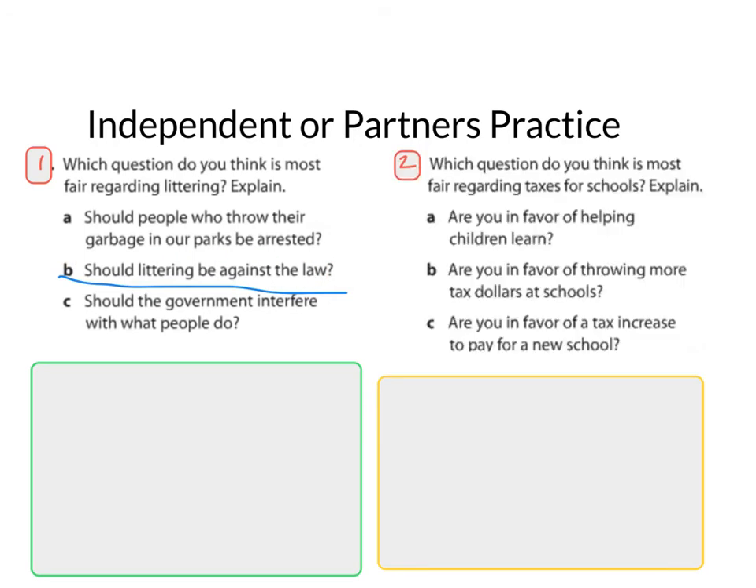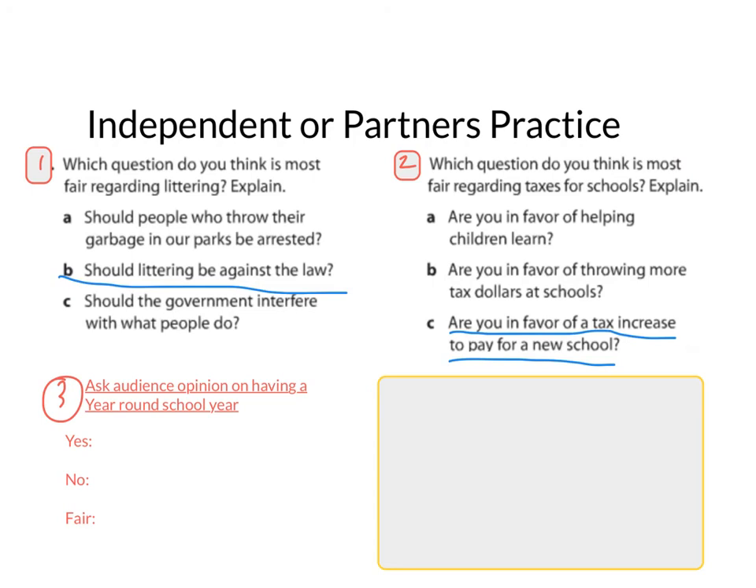Number 2, please do the same thing. Write down the sentence that's the most fair. Answer coming in 3, 2, 1. And C is the most fair. I think everyone's in favor of helping children learn. Who's going to say no to that? I feel like a mean person. And when they say throwing away tax dollars, nobody wants to waste money. You're going to say no to throwing away money. But are you in favor of a tax increase to pay for a new school? That's more fair.